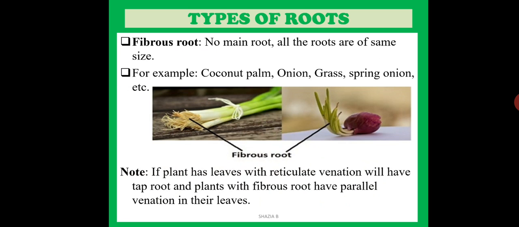Now, an important point to be noted is that if the plant leaves have parallel venation, the root of such plants will be fibrous, and if the venation of the plant leaf is reticulate, the root will be a taproot. That is an important thing you have to note. If a plant has leaves with reticulate venation, it will have a taproot, and plants with fibrous root have parallel venation in their leaves.